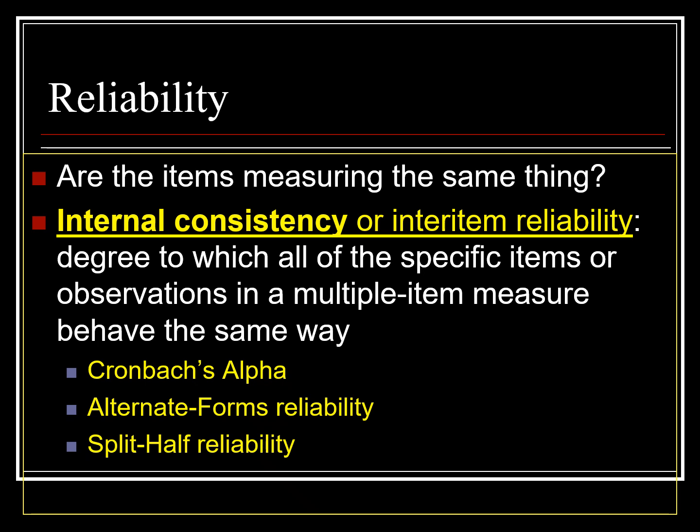So are items measuring the same thing? This is internal consistency, or inter-item reliability: the degree to which all the specific items or observations in a multiple item measure behave the same way. And there's multiple ways to look at this. So this is still at reliability. We're not really at validity yet. But what we're now asking is, if we have multiple items, are they measuring the same thing?